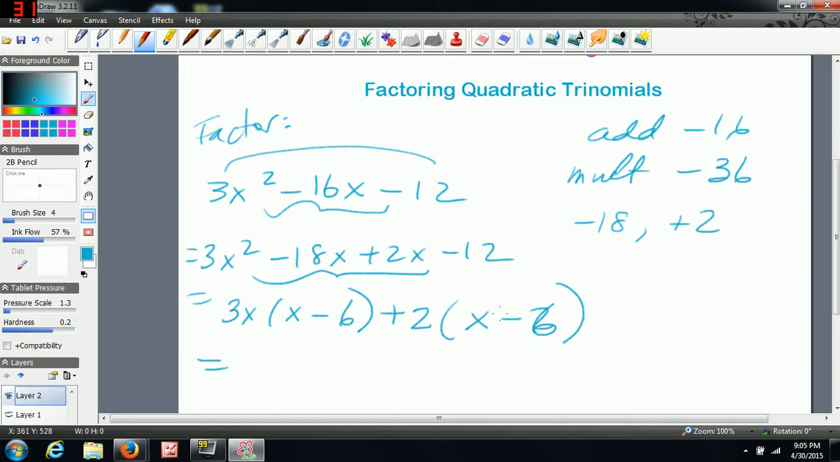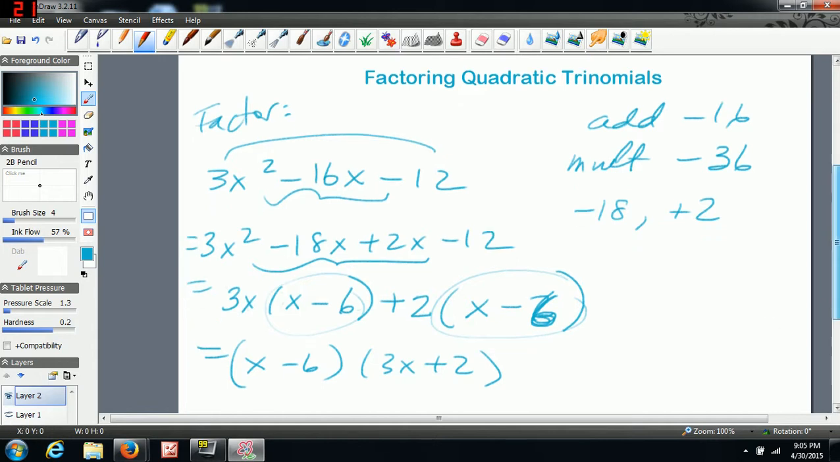Okay, and that's what you want to see, because at this point now you can factor out the x minus 6. And when you do that, you get 3x plus 2. So that would be your final answer there. Okay, so that's a different example. Okay, we can do a few more.